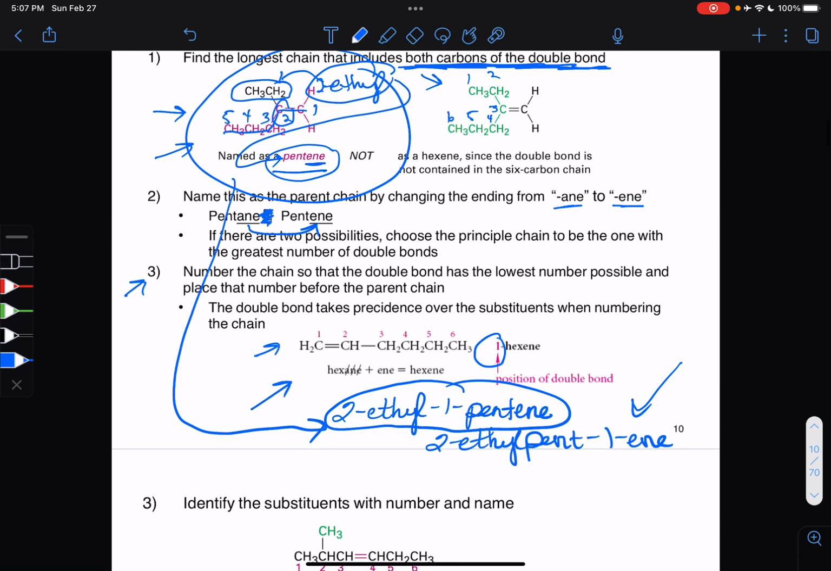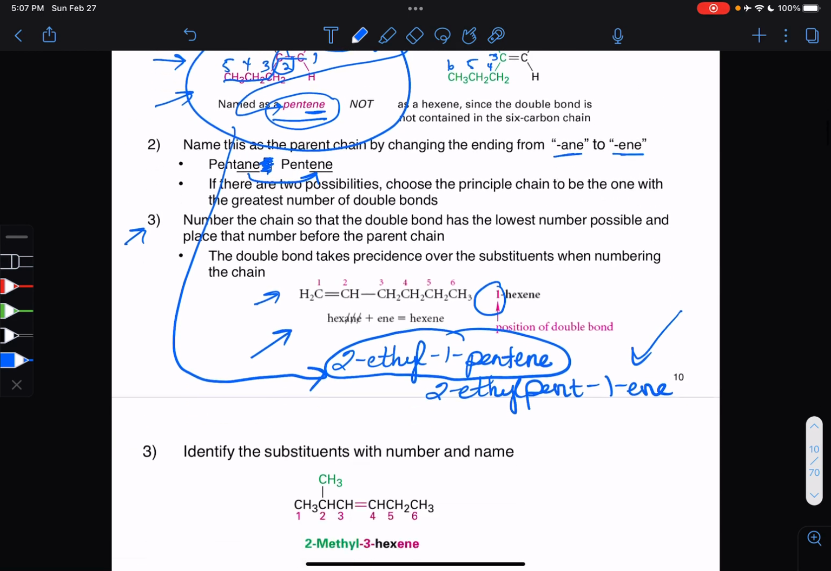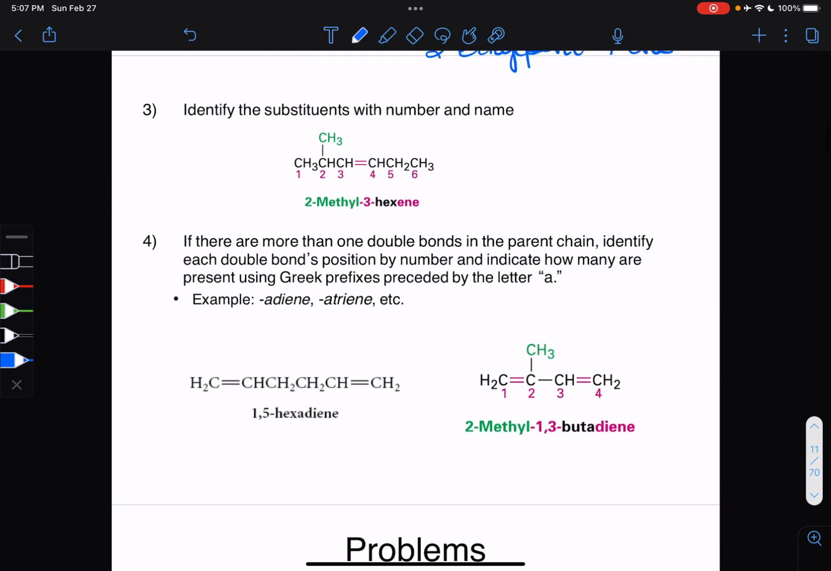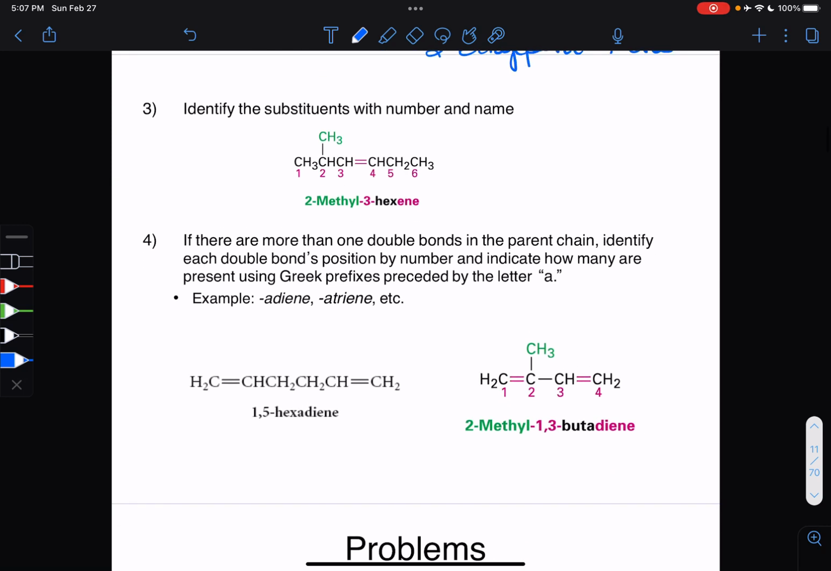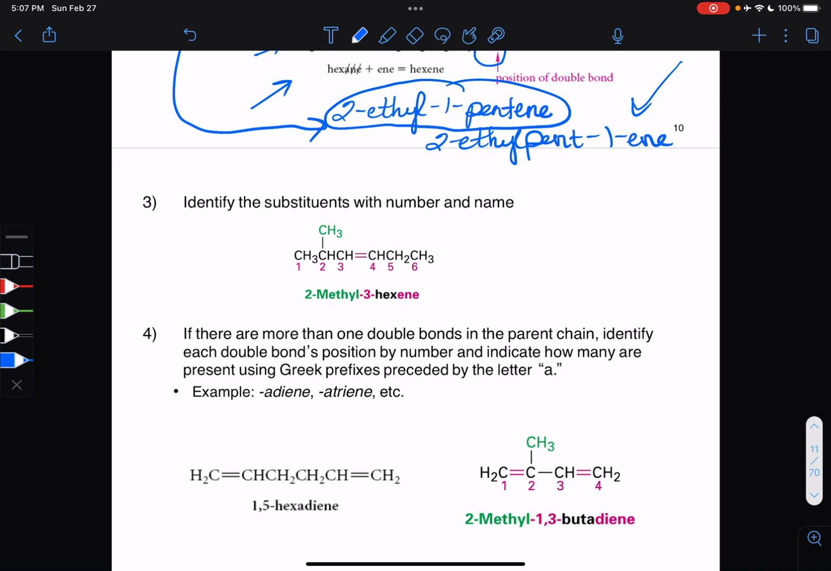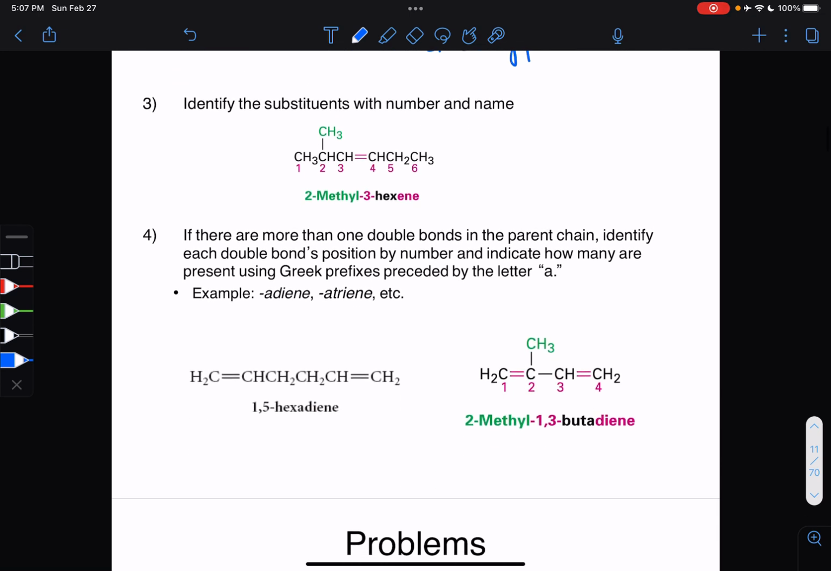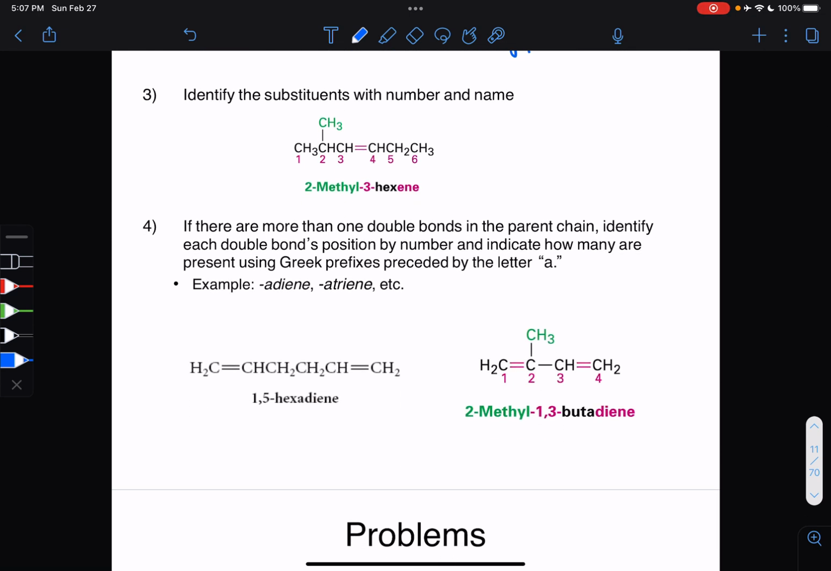Oh, we have 2 number 3s. That's really interesting. Oh, well, okay, we'll roll with it. So the second number 3 says you want to identify the substituents with number and name. So we've already done that one because we did 2-ethyl, 1-pentene, but let's go ahead and practice that again. So we have identify the substituents. So what's this one up here without peeking down there? Yeah, that's a methyl group.